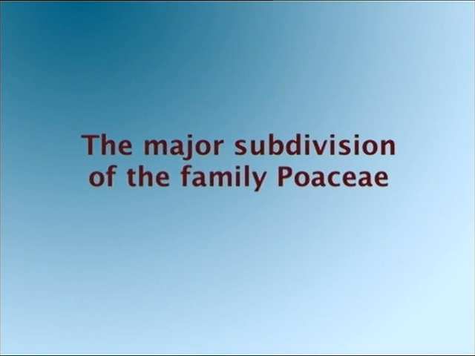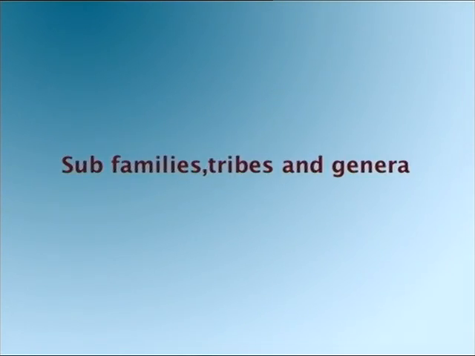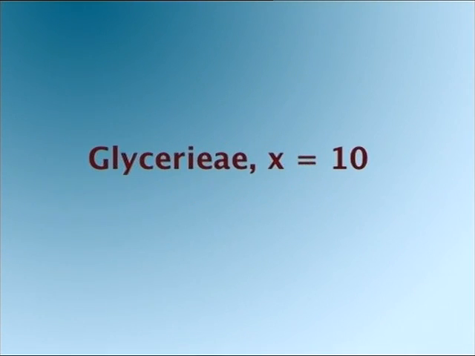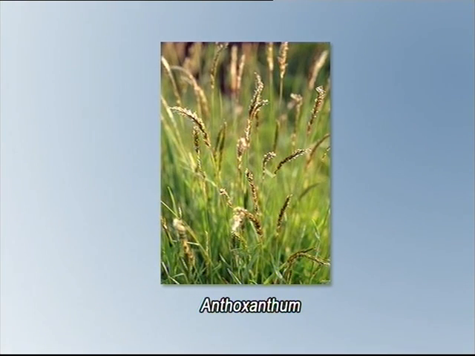The major subdivisions of the family Poaceae, that is, subfamilies, tribes and genera, as recognized currently, are characterized by the number and size of the chromosomes. For example, one subfamily has basic chromosome number 7, but certain tribes, for example Glyceriae, x = 10, or genera such as Anthoxanthum, x = 5, within it deviate consistently and illustrate the relative nature of the concept of base number.